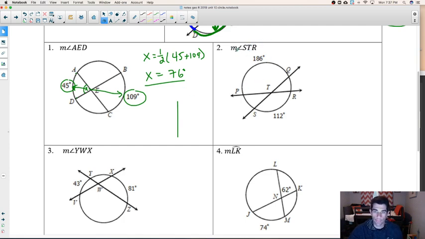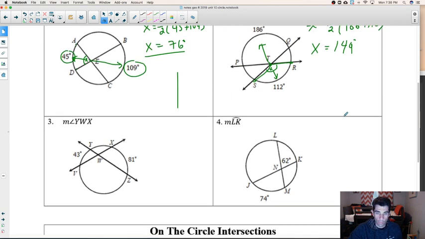Let's try another one. Find the measure of angle STR. So we'll trace STR. That's this angle here. We'll call him X. Shoot out from there, 112, 186. So X is equal to 1/2 of the 186 plus 112, and that's going to give us 149 degrees, and that's the measure of angle STR.